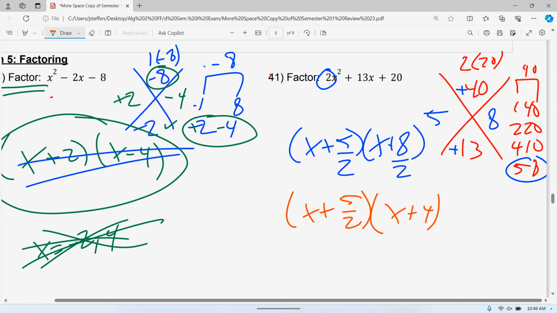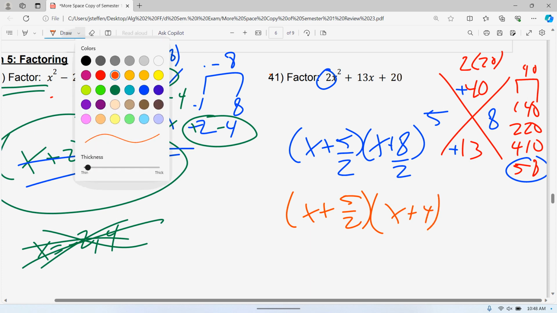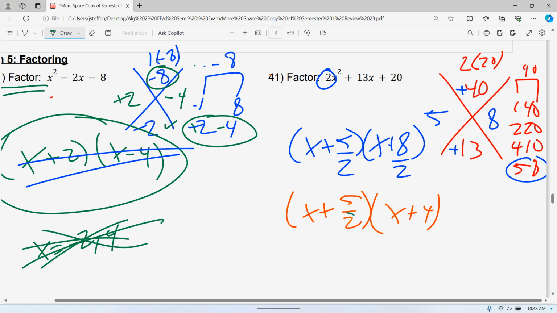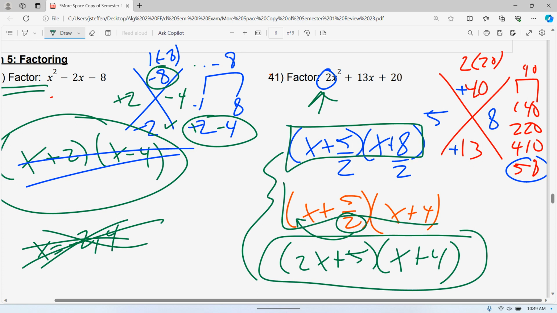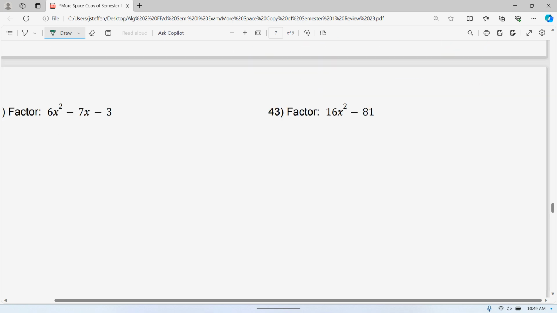Last but not least, if you have a leading coefficient, the denominator goes up as the number in front. So this is 2x plus 5 and x plus 4. All this extra stuff at the end was because there's a leading coefficient, so just be careful with that. A lot of people made that mistake. It is multiple choice on the test, but I probably put this answer on the test, maybe with the fraction there as well. So just make sure you're being careful.